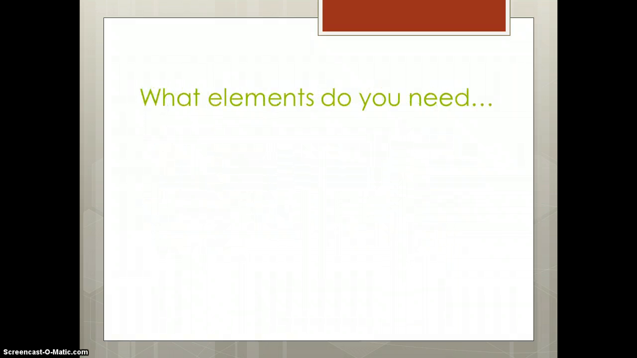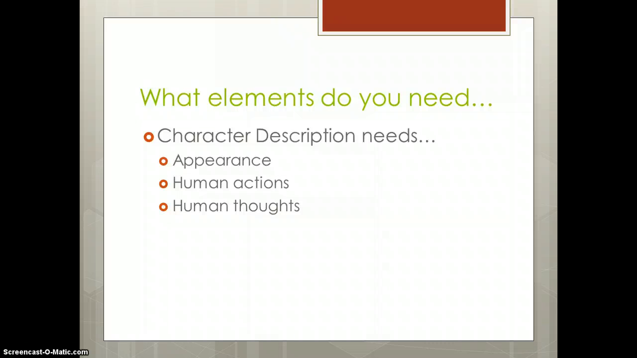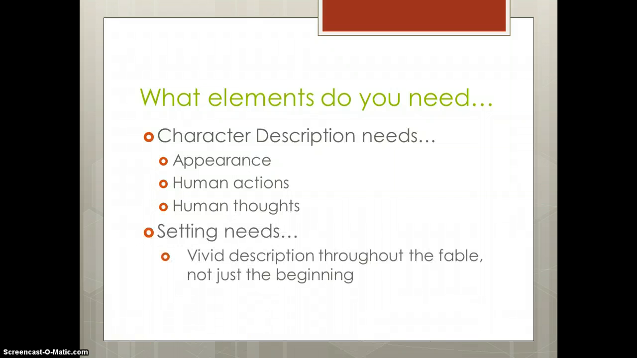So the elements that you need in your fable are, of course, your main characters. These characters need to be animals. You may have one human character, but that is all. Your animal characters need to have their appearance described. They need to have human actions as well as human thoughts, because remember, your animals in your fables have human traits, okay? They talk, they eat, they walk, all of these different things that you need to have in your fable for your characters.